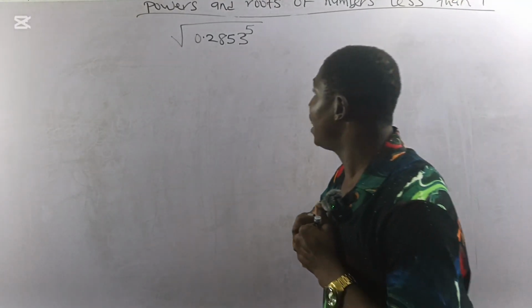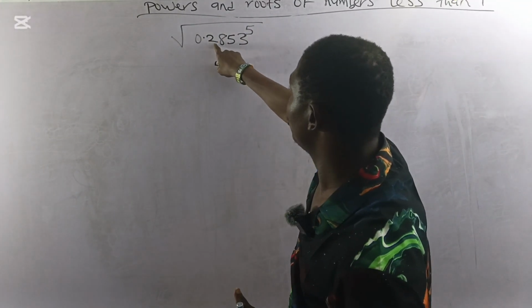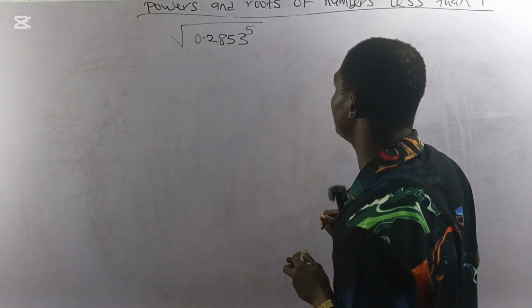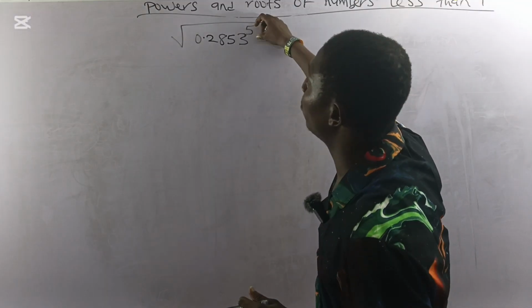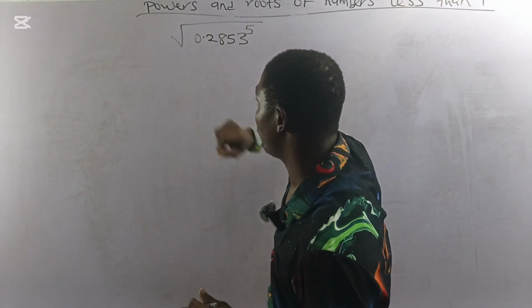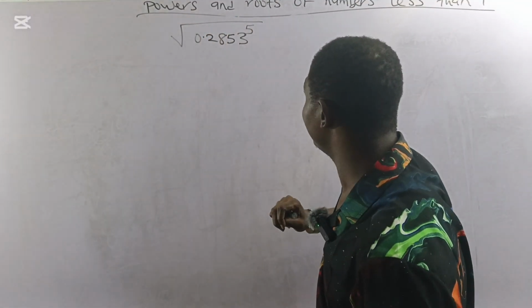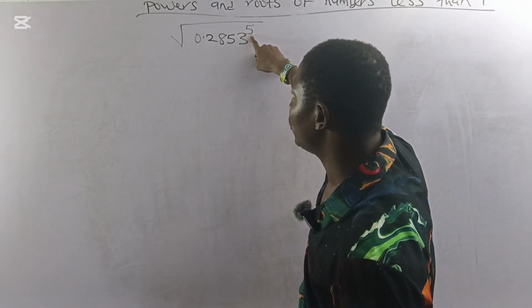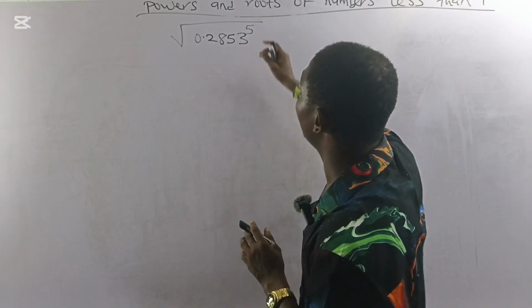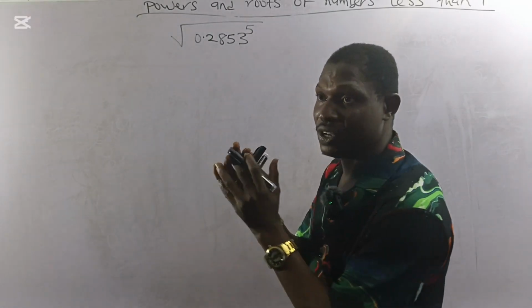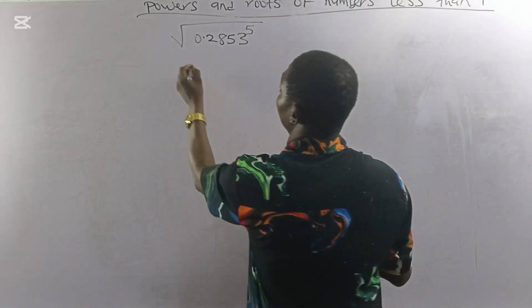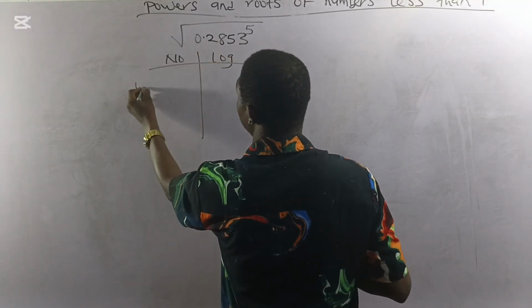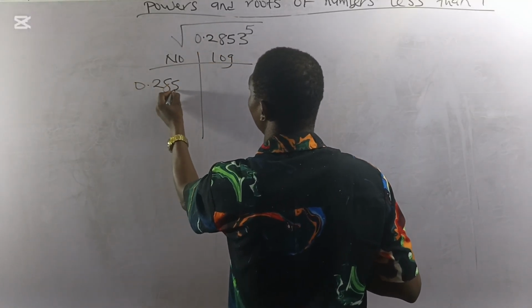So again, we have this on the whiteboard. Square root of 0.2853 raised to power 5. Now, if you see this, if I'm you, I'll multiply by 5 before using the square root, for a particular reason. If we divide first before multiplying, sometimes division leads to an approximated value. Then when we multiply, we'll get the complete values. So let's try. These are number and these are log. First, we start with this 0.2853.